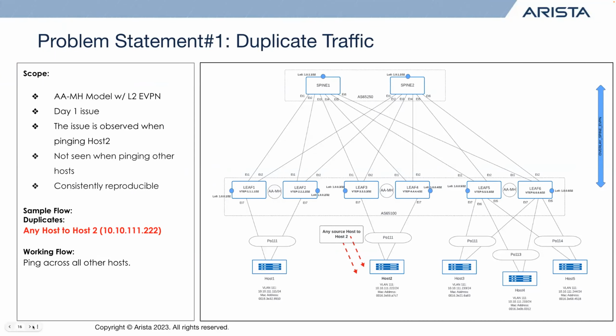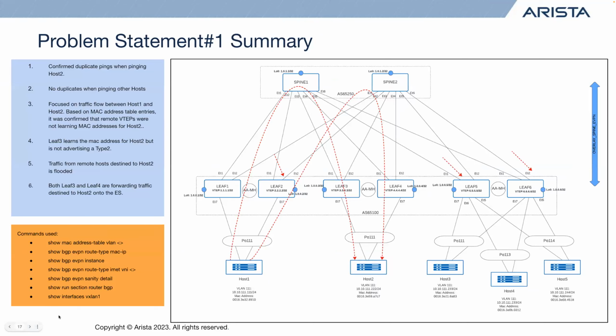Okay, so let's look at the summary here. So we confirmed duplicate pings when pinging host 2. No duplicates were observed when pinging other hosts. We focused on traffic flow between host 1 and host 2, and based on the MAC address table entries, it was confirmed that remote VTEPs were not learning the MAC address for host 2. Leaf 3 learns the MAC address for host 2, but is not advertising a type 2. Traffic from remote VTEPs destined to host 2 is flooded.